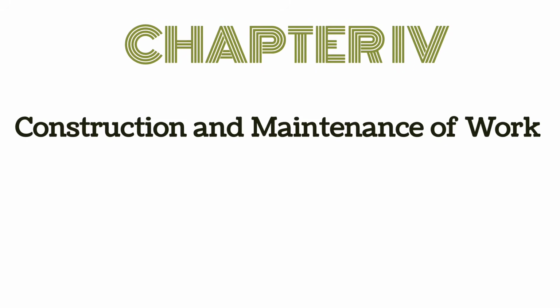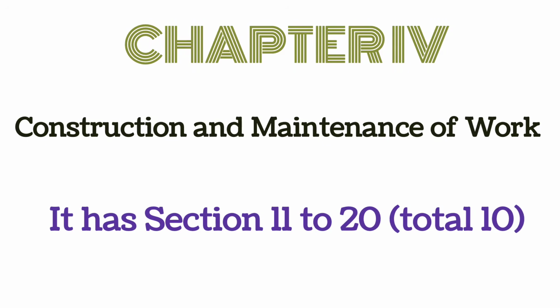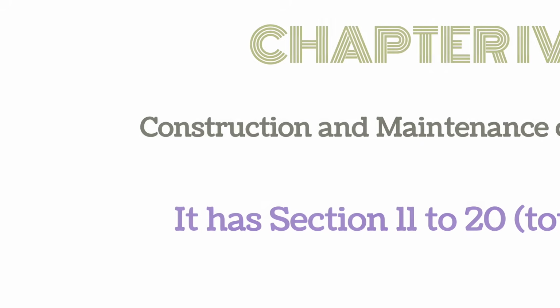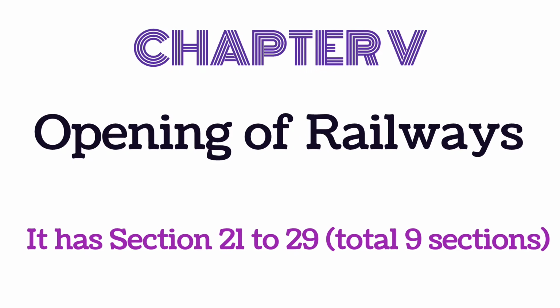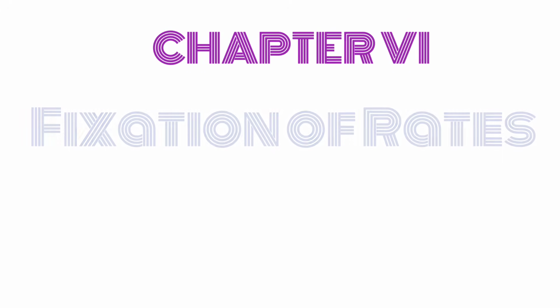Now chapter 4. Chapter 4 of Railway Act 1989 describes construction and maintenance of works. It has sections 11 to 20, total 10 sections in it. Chapter 5 of Railway Act 1989 is about the opening of railways. It has sections 21 to 29, total 9 sections. So after knowing chapters, we can easily remember the sections also.